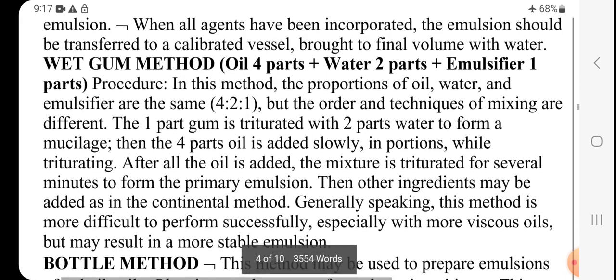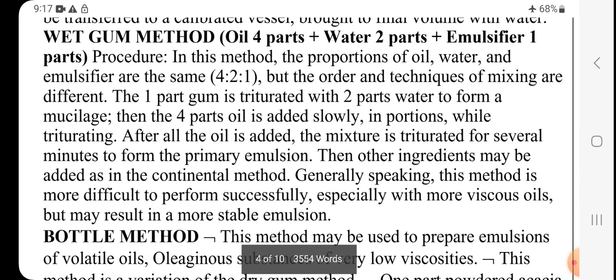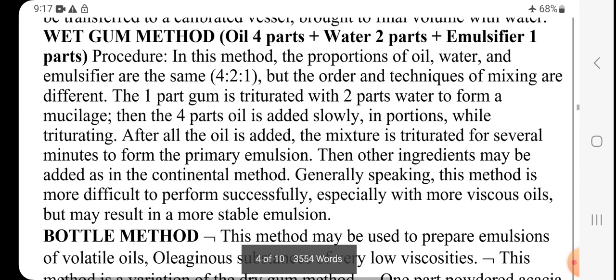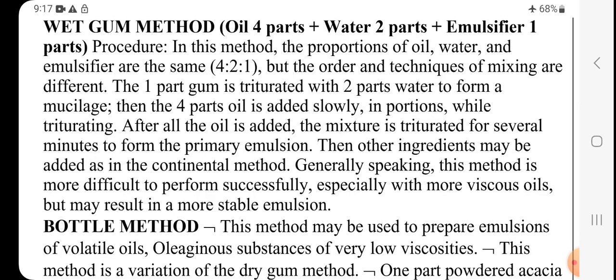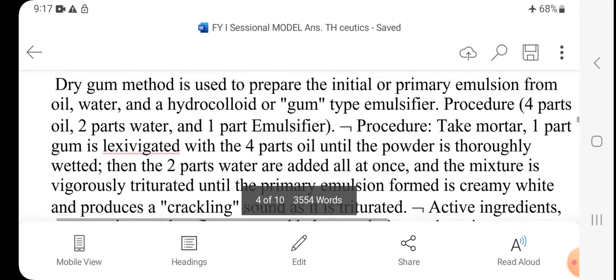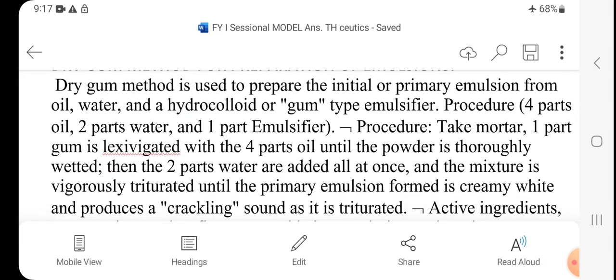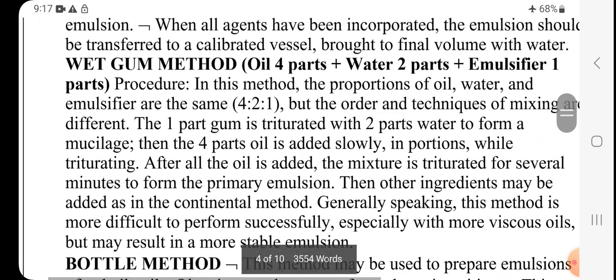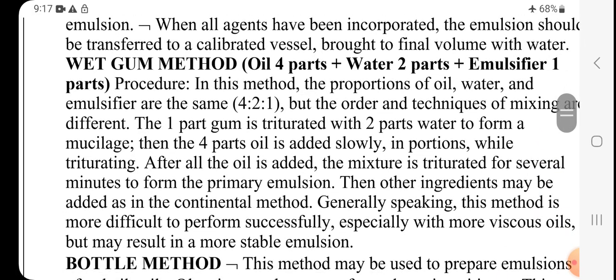Then now see the wet gum method. In this method, what you had done earlier was 4 parts of oil, water and emulsifier, that is 4:2:1. Here it is the opposite case. What you have to do is oil 4 parts.